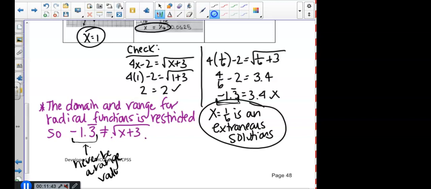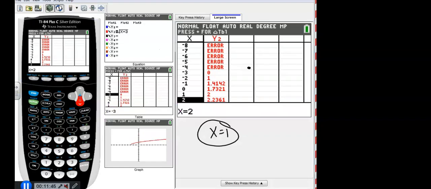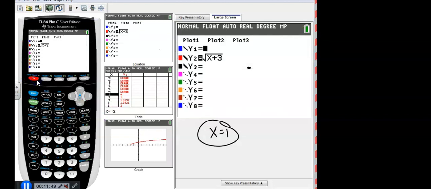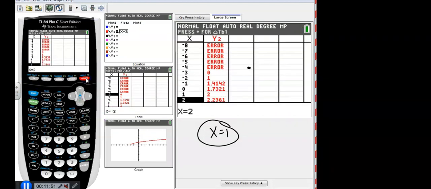If I go back to my graphing calculator and take a look in my y equals, I just put in the radical function. Let's go to our table. Notice for your y values, are any of your y values negative? They are not, because an answer to a square root function can never have an output or a range of a negative number.